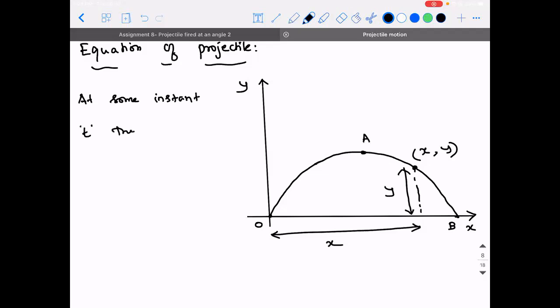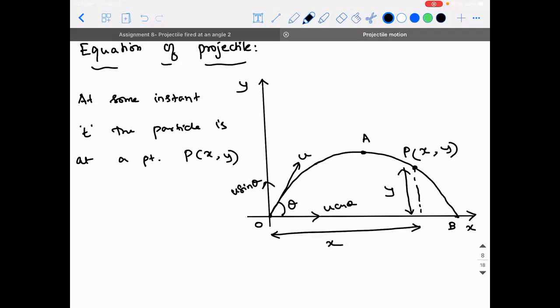Okay. So let's say at some instant t, the particle is at a point P (x, y). Then let's say u is the initial velocity, theta is the angle. Let this be u cos theta and this be u sin theta. At some instant t, the particle is at point P (x, y).